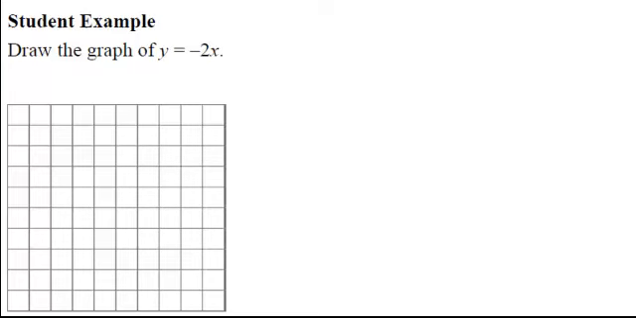Unit 6, Lesson 4, Student Example number 1. Draw the graph of y equals negative 2x. They're asking us to draw the graph of this formula.